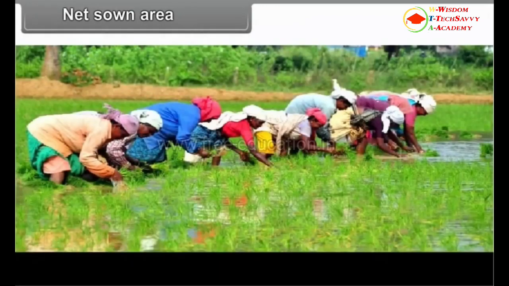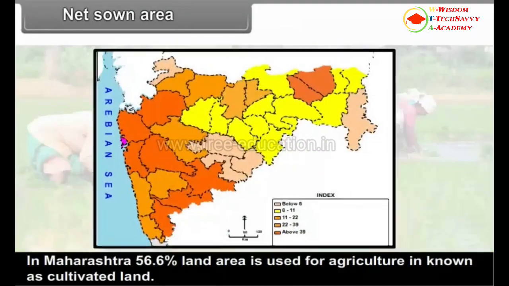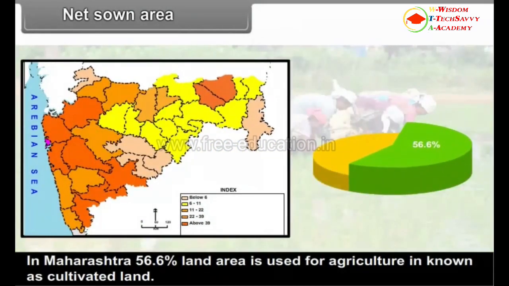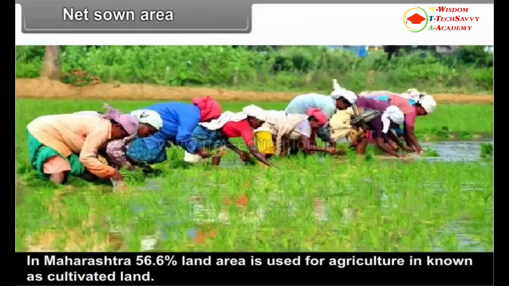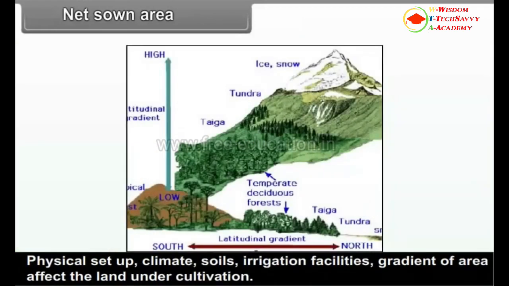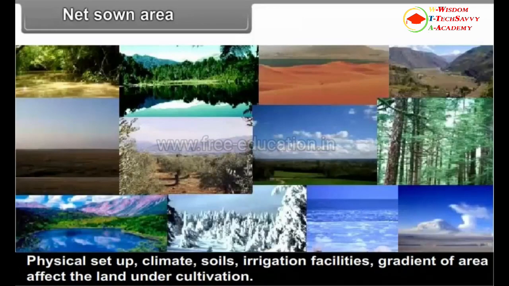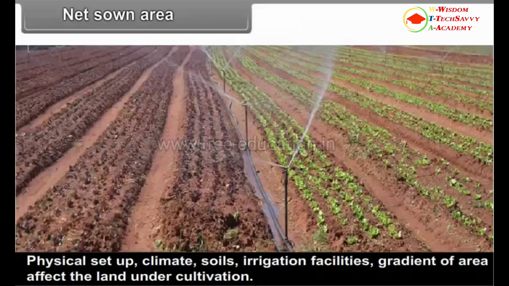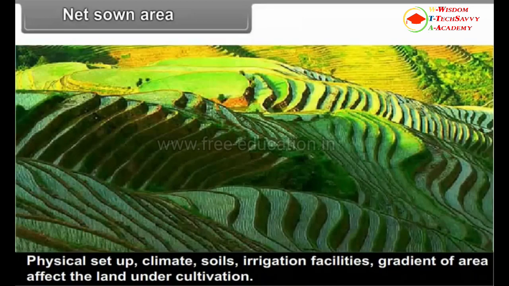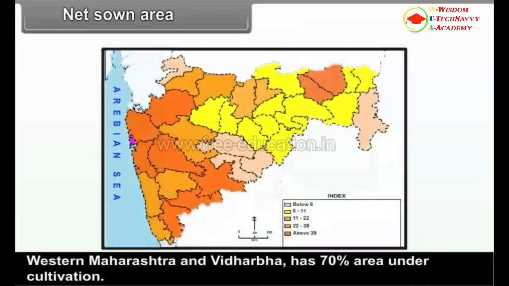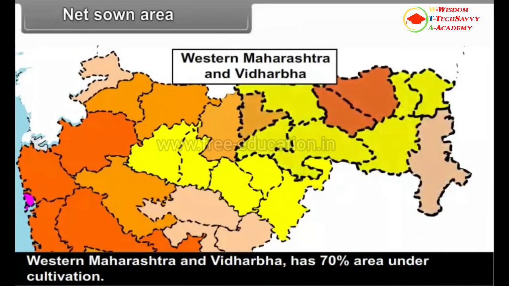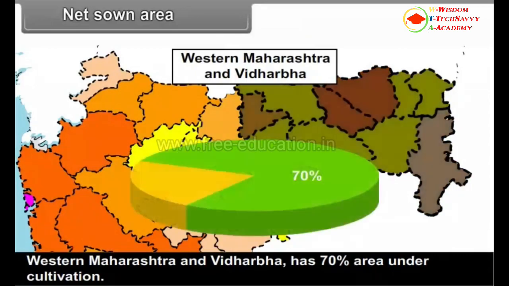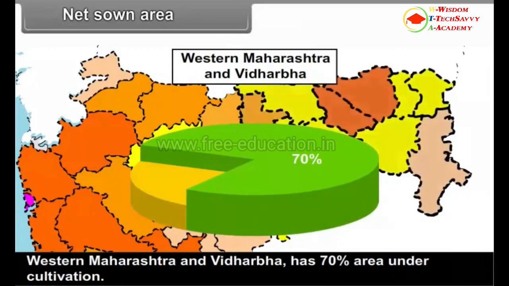Net sown area. In Maharashtra, 56.6% of land area is used for agriculture, which is known as cultivated land. Physical setup, climate, soils, irrigation facilities, and gradient of area affect the land under cultivation. Western Maharashtra and Vidarbha have 70% area under cultivation.